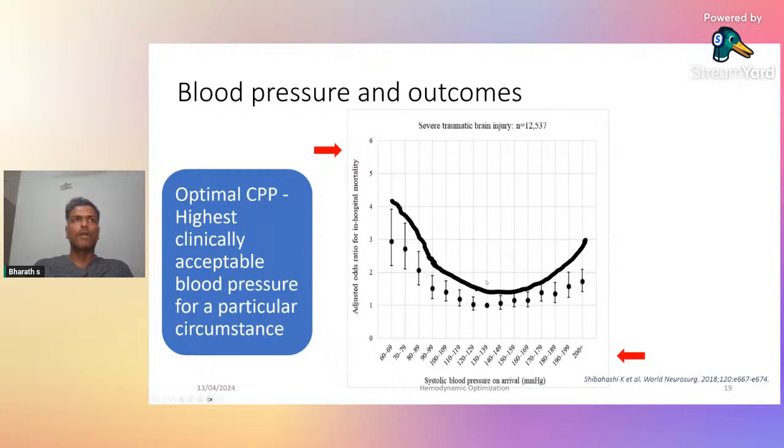So when it comes to blood pressure, it is cerebral perfusion pressure, it's pressure. So an optimal cerebral perfusion pressure is there for any patient which you see. And identifying this optimal blood pressure is where the understanding of the neurointensivist or the neurocritical care physician is very important to get the best outcomes for a patient.